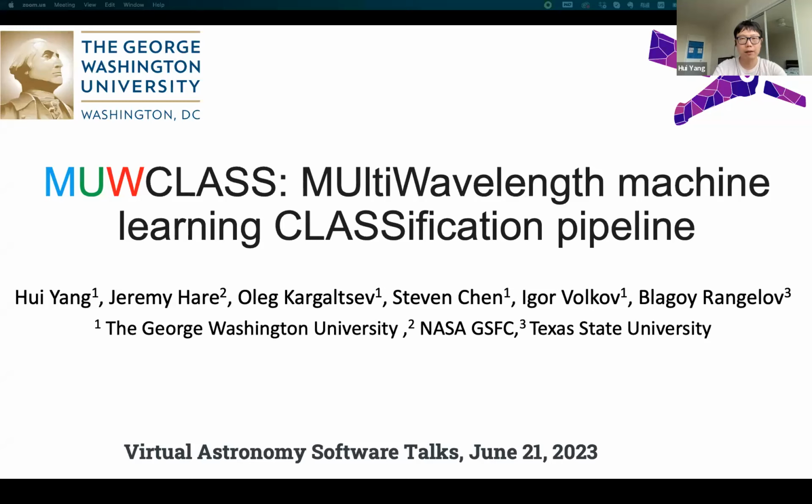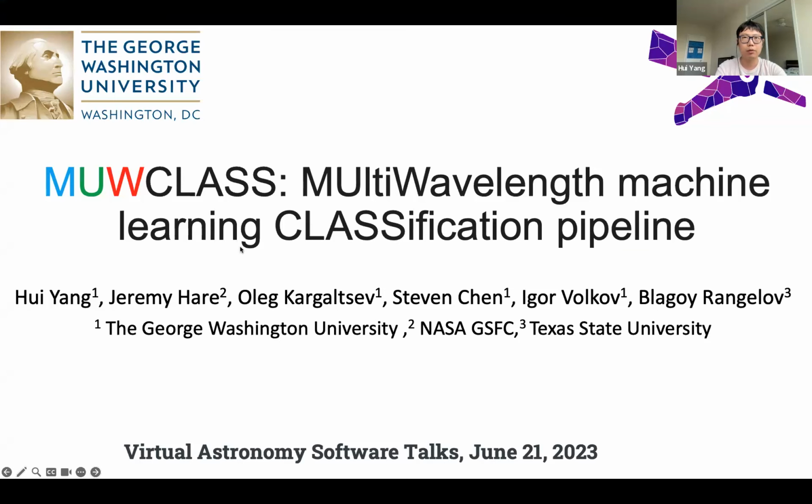Hello, everyone. My name is Hui Yang, a graduate student from the George Washington University, and I will be on the job market soon, so please stay tuned. In this talk, I will present a machine learning classification pipeline for classifying X-ray sources using multi-wavelength properties, MUWCLASS, that we developed in the past few years. This is also an important part of my thesis.